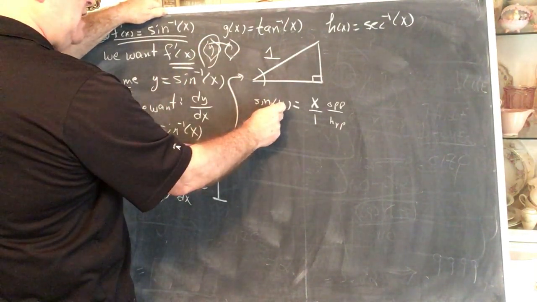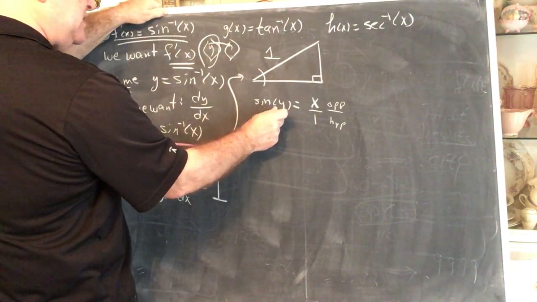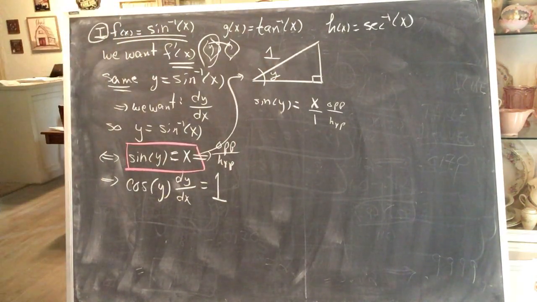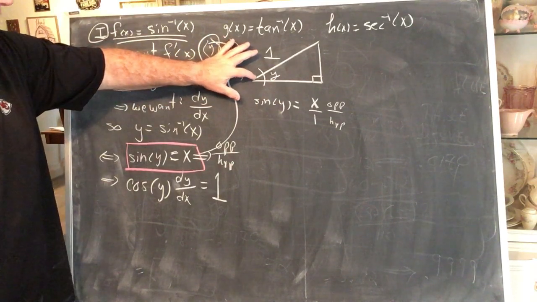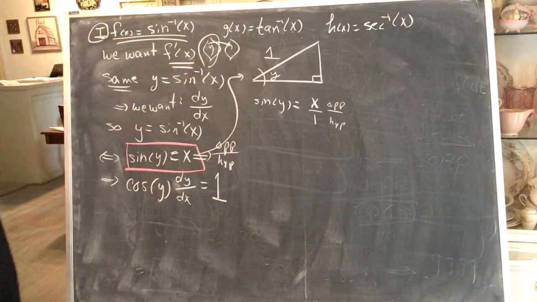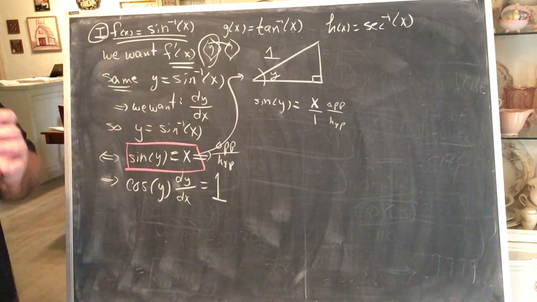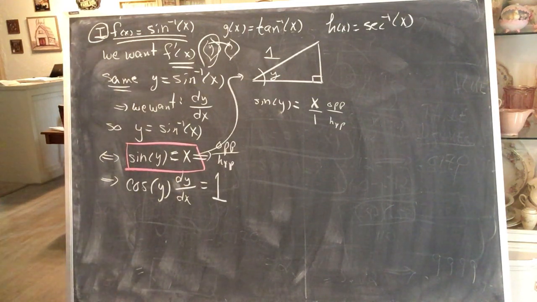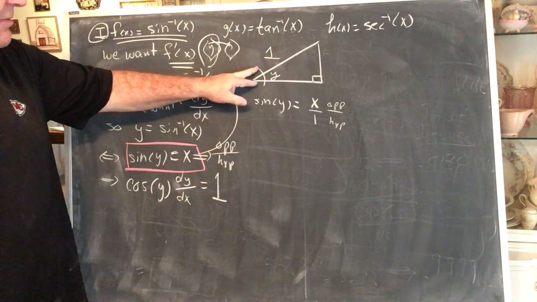So y is the domain value. This is an angle. Y is that angle. It is the radian measure of this angle. I'm always going to choose the lower left angle for my triangle. You are free to choose the other acute angle if you like, but if you always do it the same way, it always shuffles out and it's much easier to remember things. So I'm always going to label this as value y.